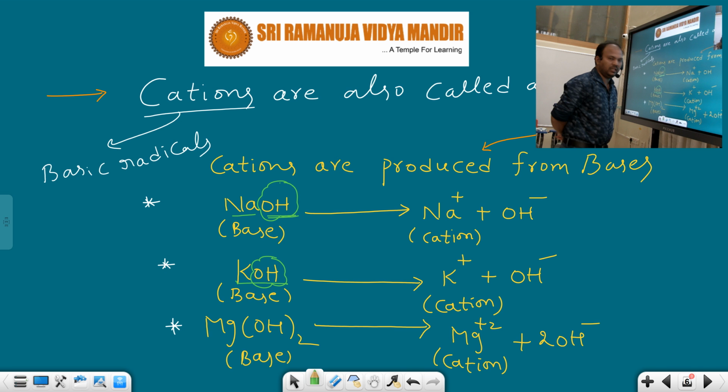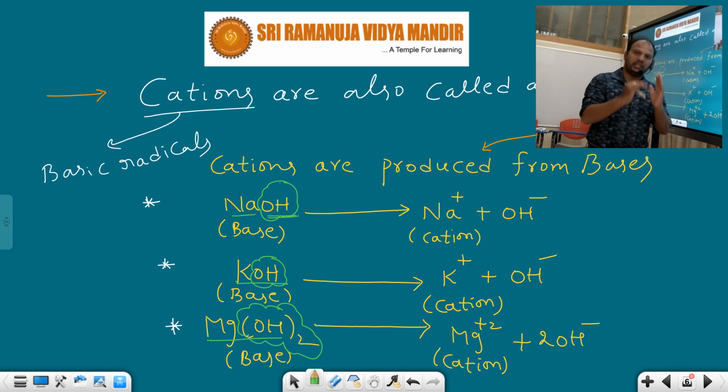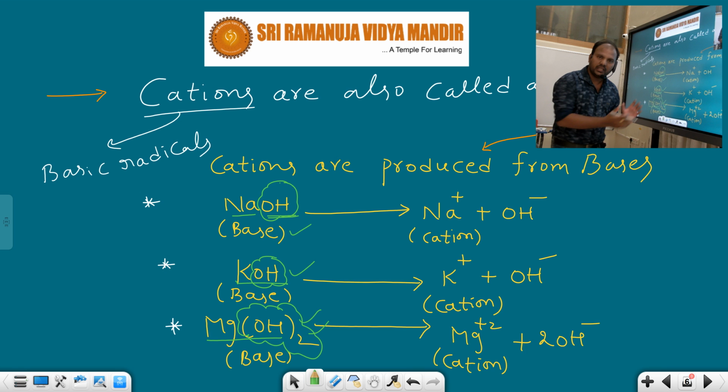How can I say this one is a base? This compound contains an OH group. So when a compound contains an OH group or hydroxide group, then the compound is called a base. In these compounds on the screen, sodium hydroxide has OH present in it, that's why it is a base. Potassium hydroxide contains an OH group, that's why this is a base. Magnesium hydroxide contains OH, so this is a base.